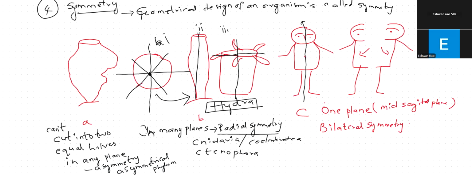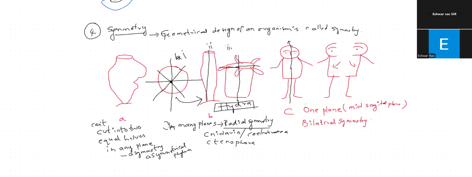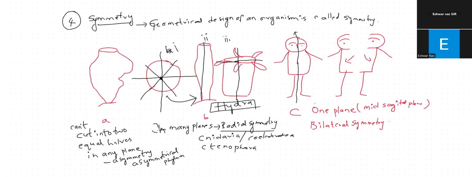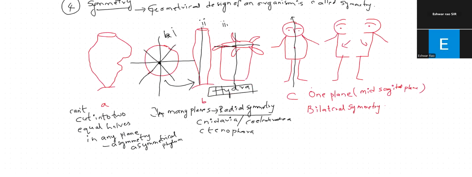Clear, beta? Right. So now we have seen three things here. The first one is what here? Asymmetry. Prepare notes yourself. What is asymmetry? An organism which cannot be cut into two equal halves in any plane is called asymmetry. We can write here mostly Porifera, phylum Porifera.